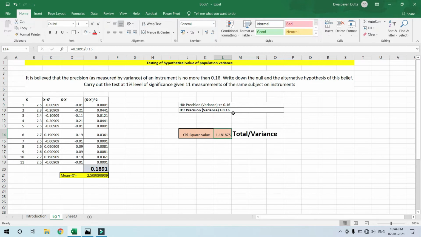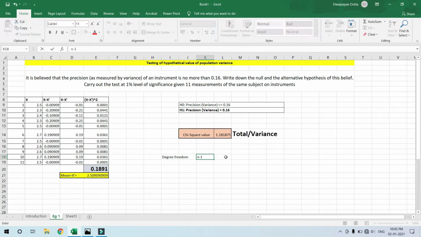What is the given variance? This 0.16. Alright, and I have got this value. Now we need to find out the degrees of freedom. Now what is this degree of freedom? We have 11 columns in this case. It will be n minus 1.